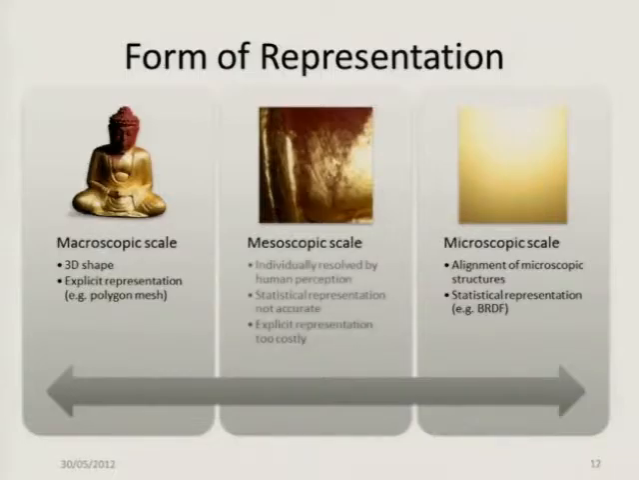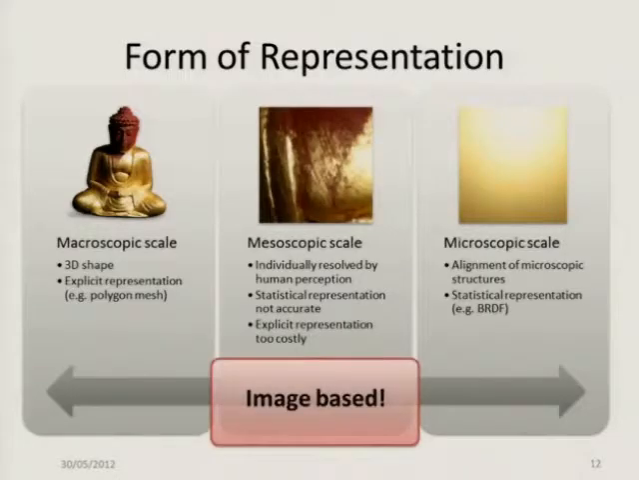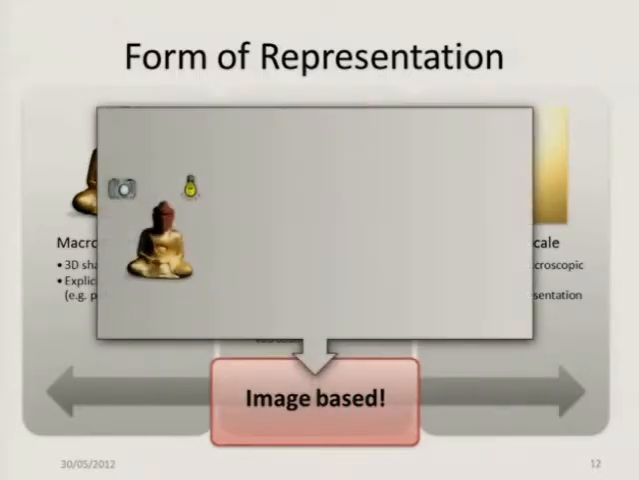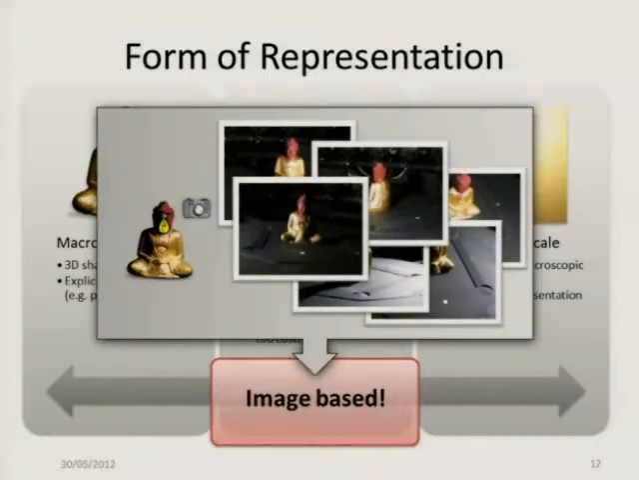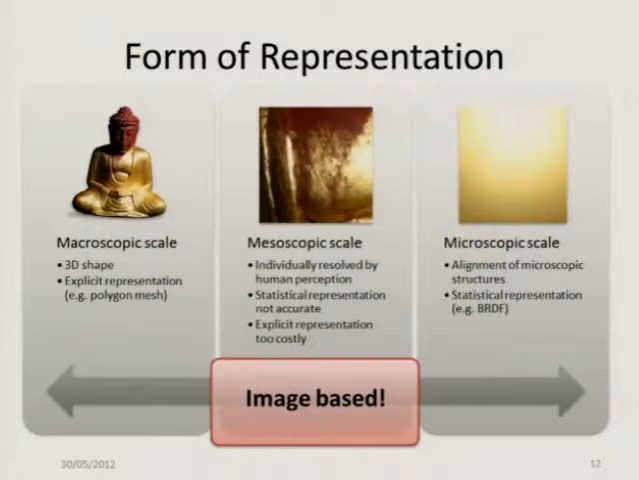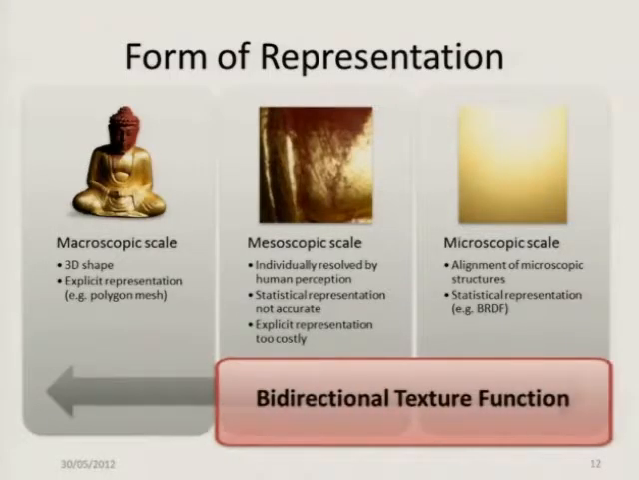One thing to consider is that, because it's individually resolved by human perception, a statistical representation is not accurate enough. If you have scratches here, statistics does not make much sense. And an explicit representation is too costly. Therefore, normally you take images and replace this part by images. You simply take images of your object, and of course, if you take these images, you get the microscopic scale for free. And this was the idea of a bidirectional texture function.